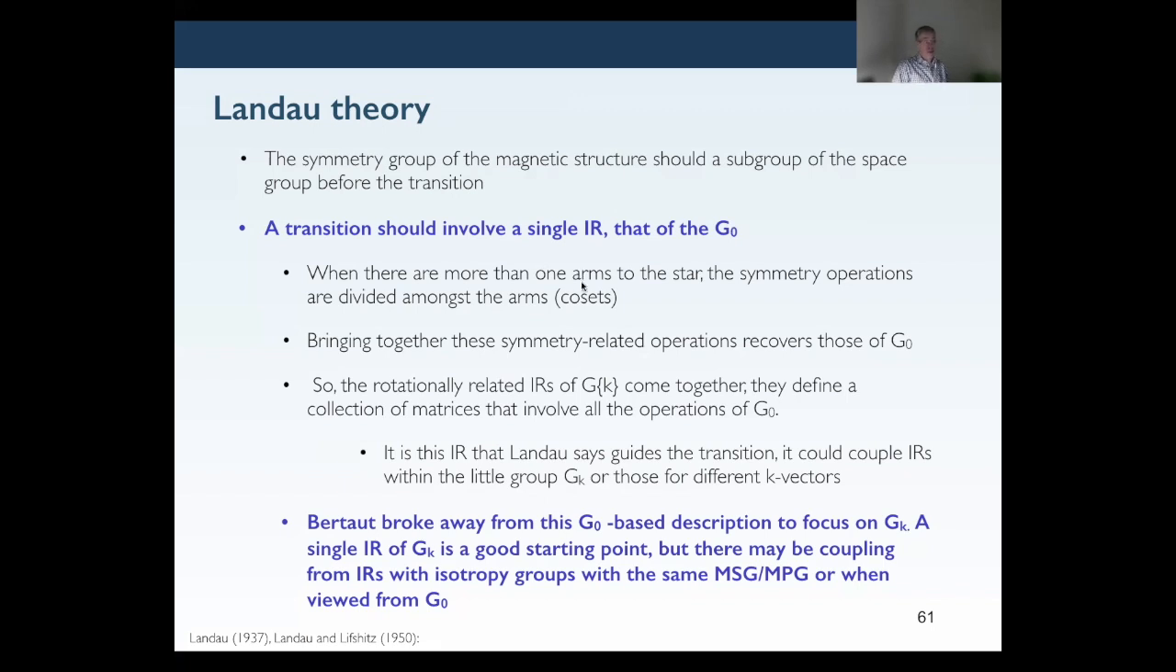If we're looking at magnetic structures, very often we have a magnetic structure with a non-zero propagation vector. So we have a star with a number of arms in it. And you can combine the arms of the star according to the symmetry operations that cause them to be symmetry related and combine them to make this overall space group symmetry G0, which is also called the full group if you're comparing it to the literature.